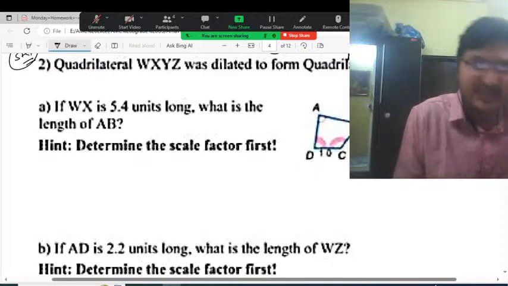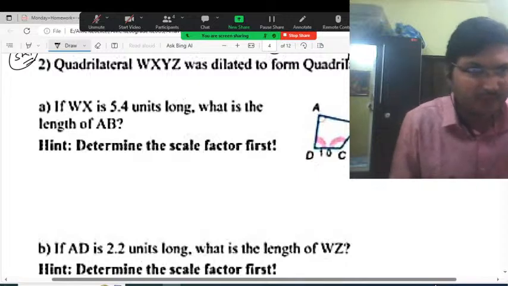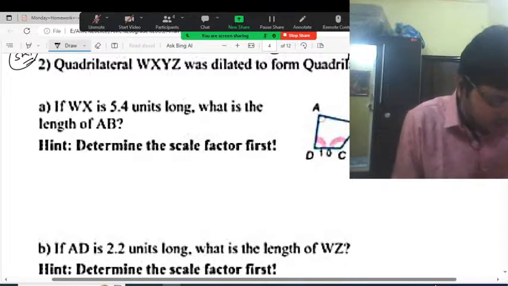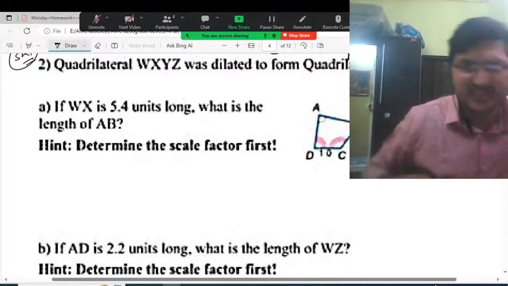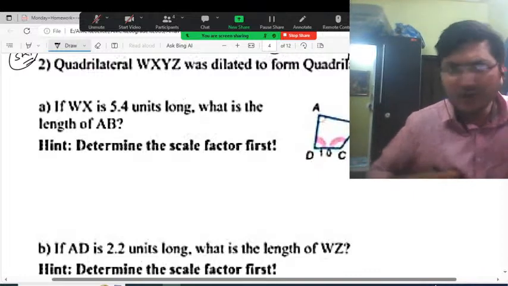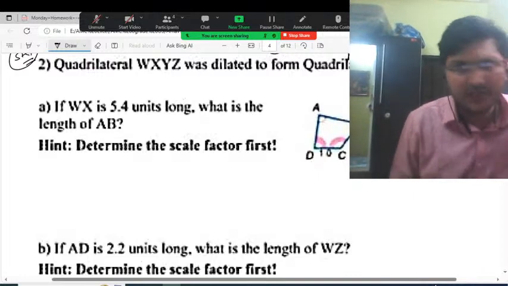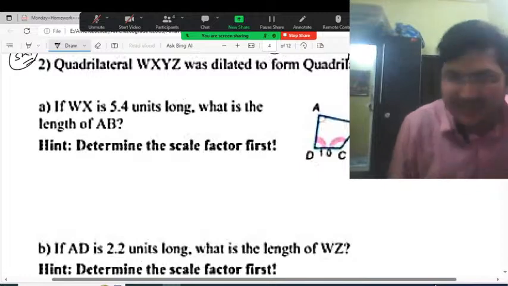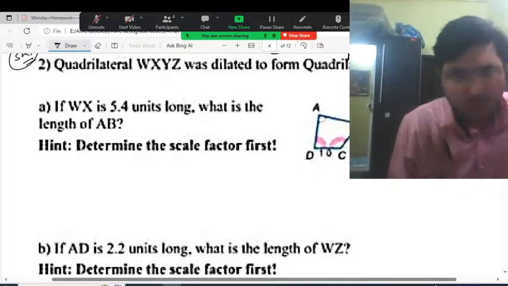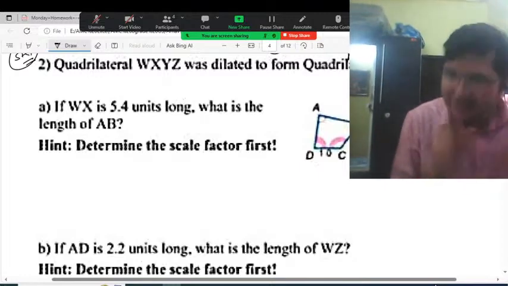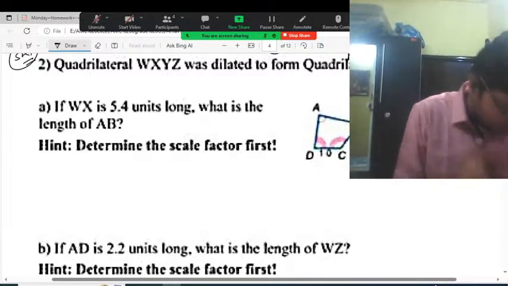Okay, alright, now let's solve the next one. Whenever there is dilation, or whenever you are reducing the size of any object, you will always get a similar figure. This is the very important point you need to understand.